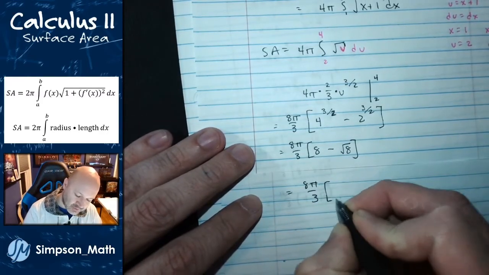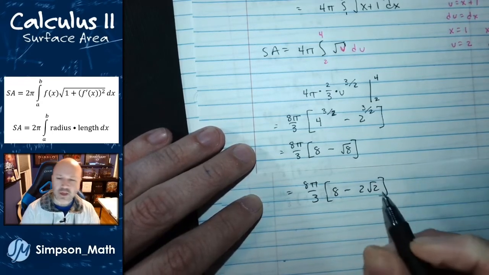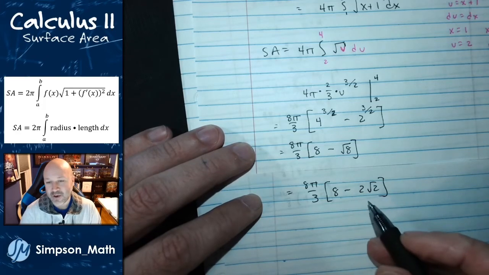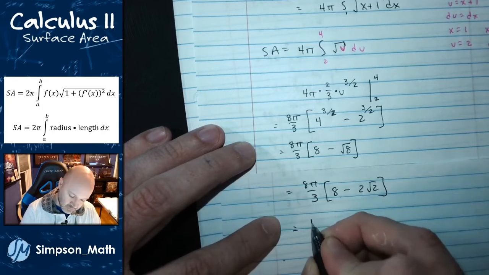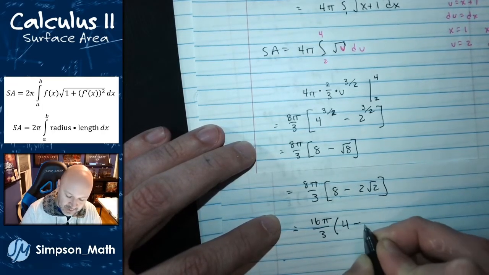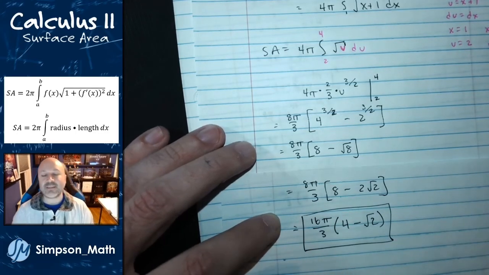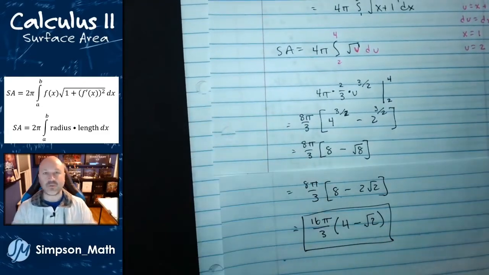I have the answer, but I'm just now simplifying. And for fun, I see that they're both even. They both have that common factor of 2. I could factor it out. I think I'll stop there. We have 16 pi thirds times 4 minus the square root of 2. That is the surface area of that generatrix, that shape that was formed by rotating that arc about the x-axis.